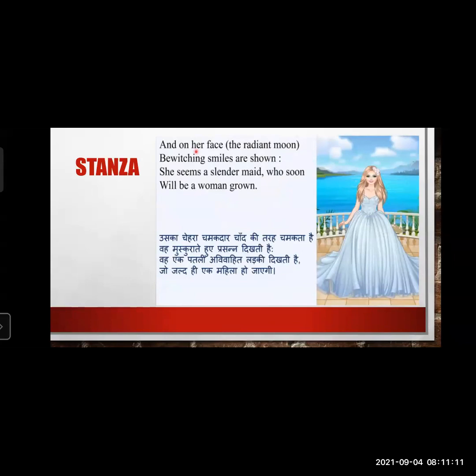So she will be turned into maturity. She will become a woman from a girl. वो जल्द ही एक महिला हो जाएगी ऐसा प्रतीत होता है.